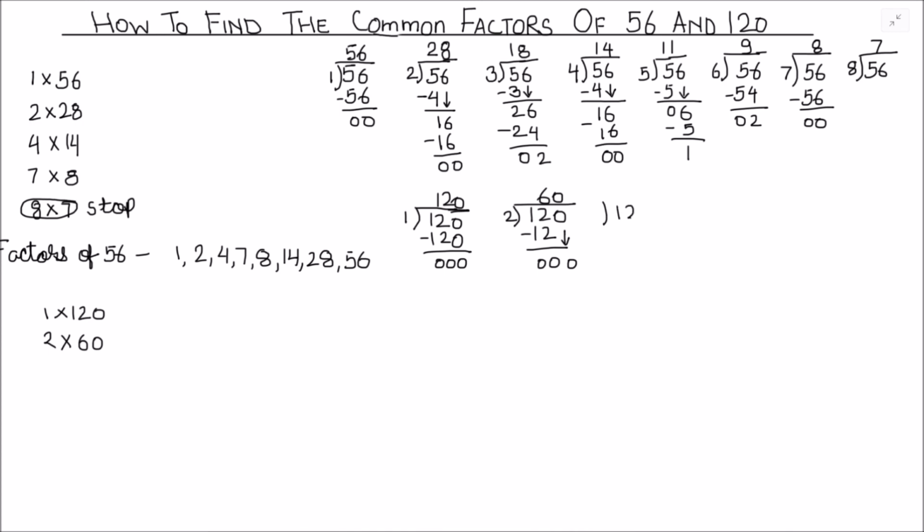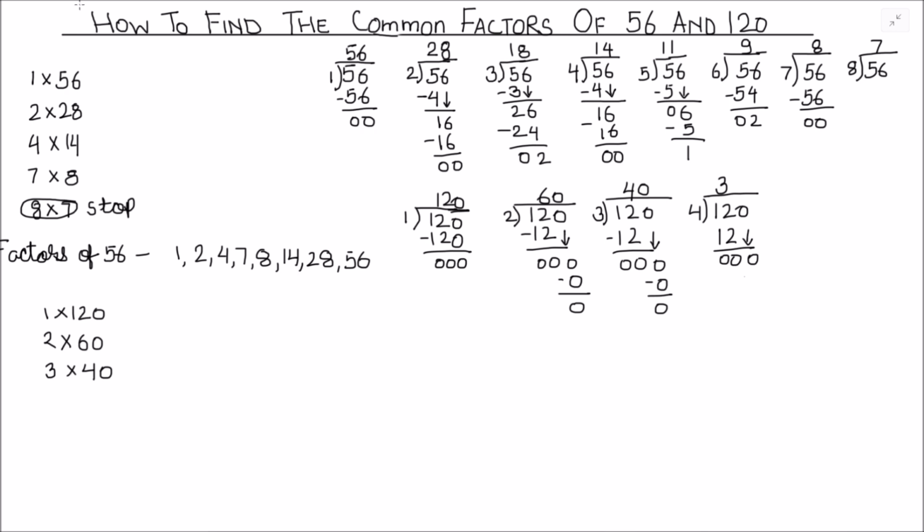Next we'll divide 120 by 3. So 3 times 4 is 12 and 3 times 0 is 0. We got two factors as 3 times 40. Next we'll divide 120 by 4. So 4 times 3 is 12 and 4 times 0 is 0. So we got two factors as 4 times 30.